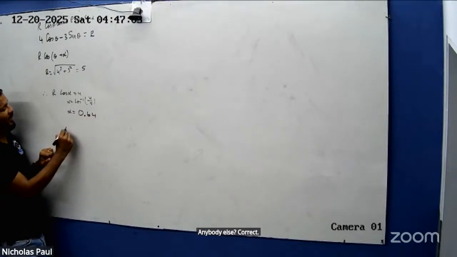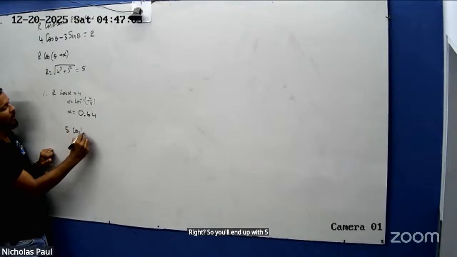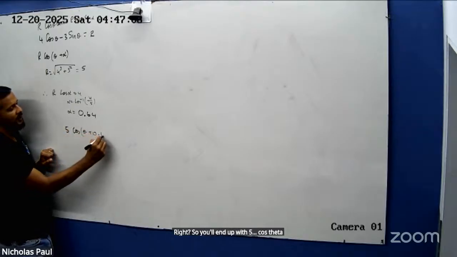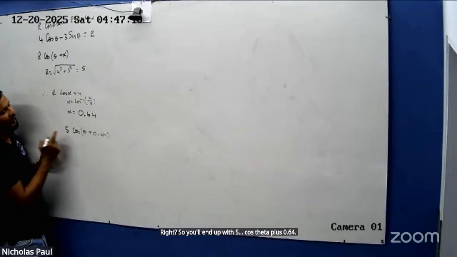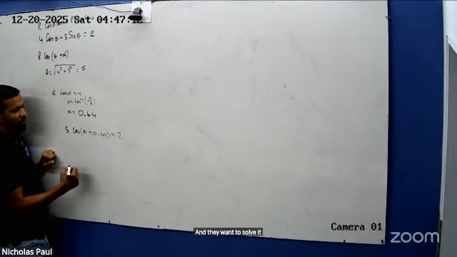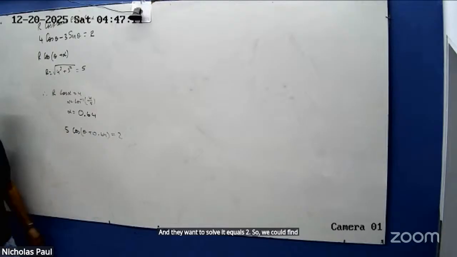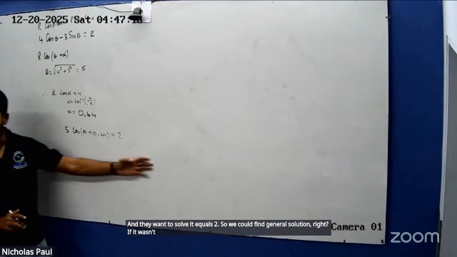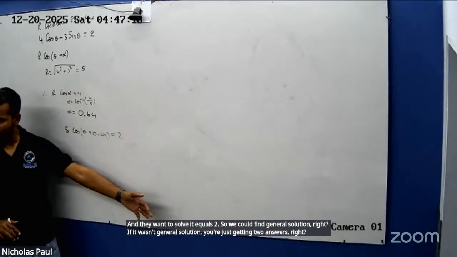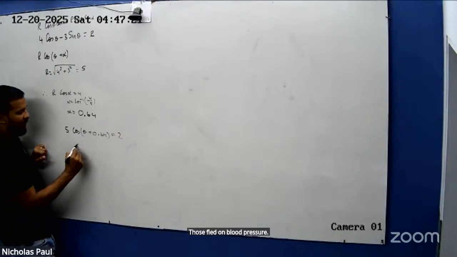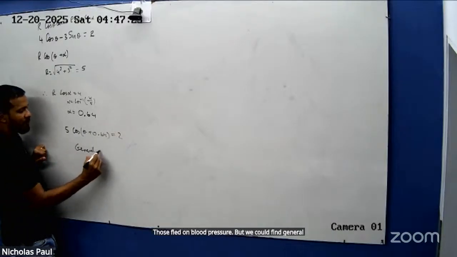Right, so you'll end up with 5 cos theta plus 0.64, and they want to solve it equal to 2, so we could find the general solution, right? If it wasn't general solution, you're just getting your 2 answers, first quadrant and fourth quadrant. But we could find the general solution one time.